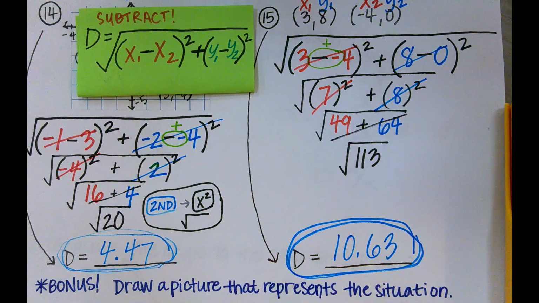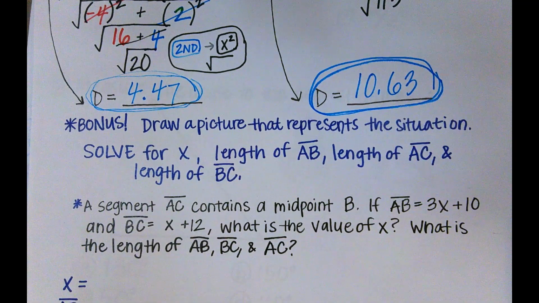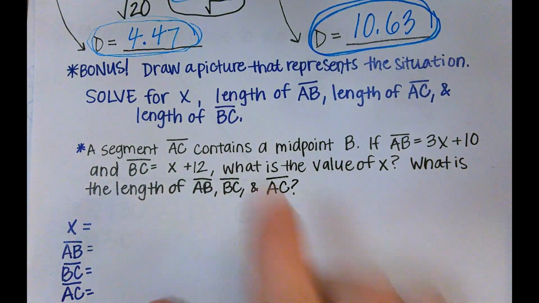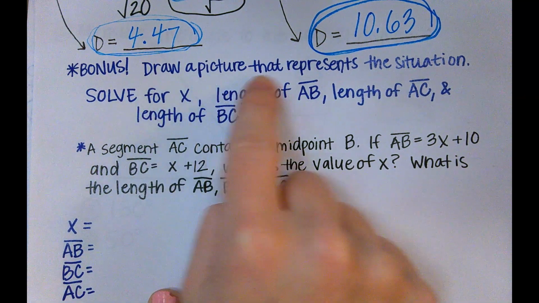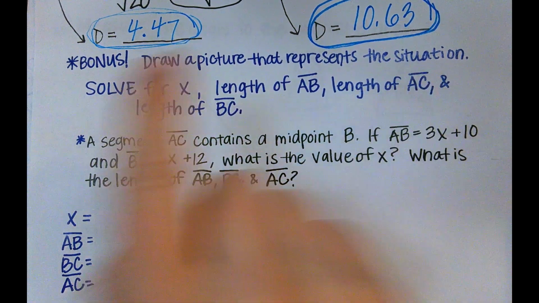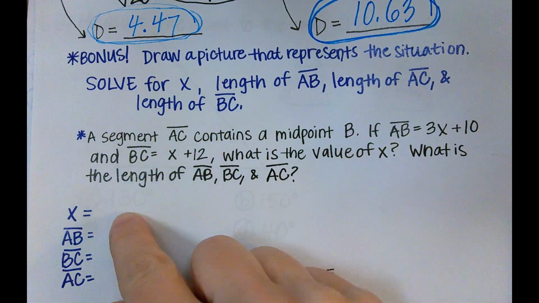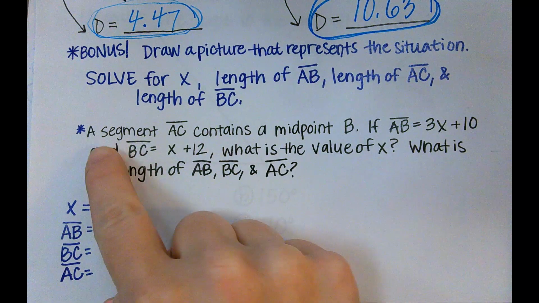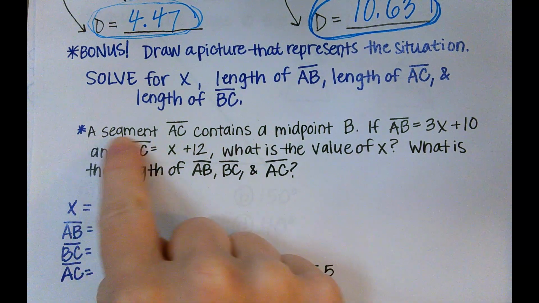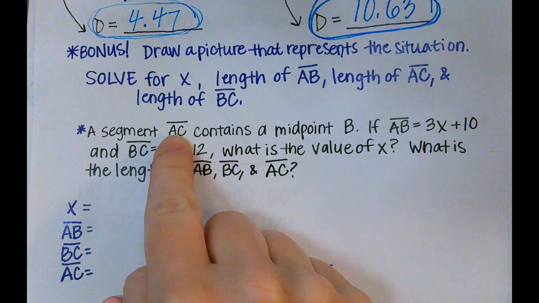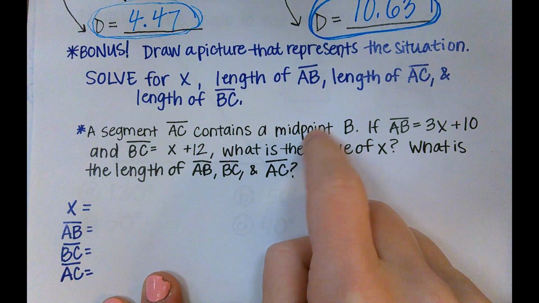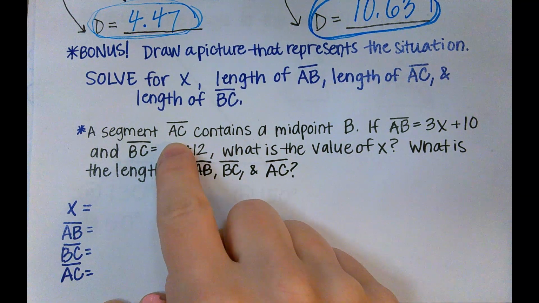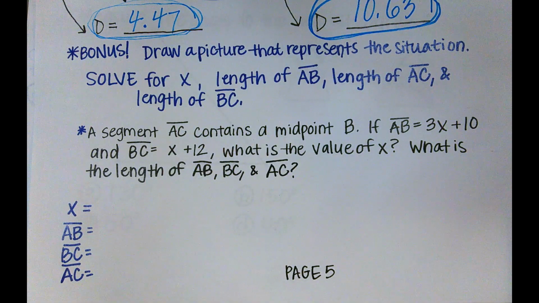All right. Here is an example of what your bonus question might look like. It says, bonus, draw a picture that represents the situation. Solve for x, the length of AB, I gave you all those here, the length of BC, and the length of AC. So here's the situation. A line segment AC contains a midpoint B. So that means there's a line segment from A to C, and in the middle there's a midpoint. That means something about the length. So let's start with just that.